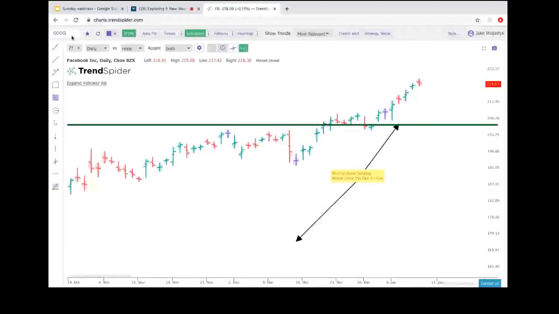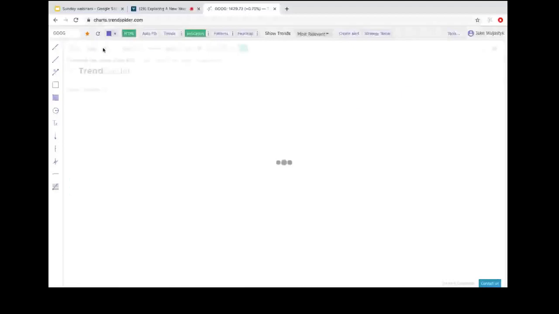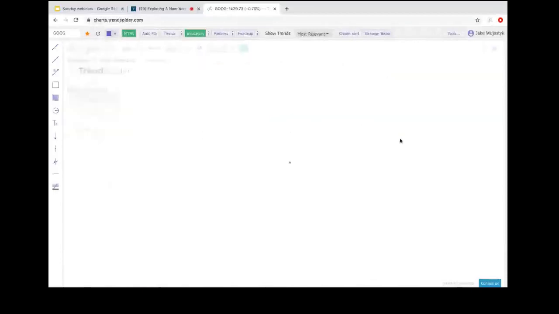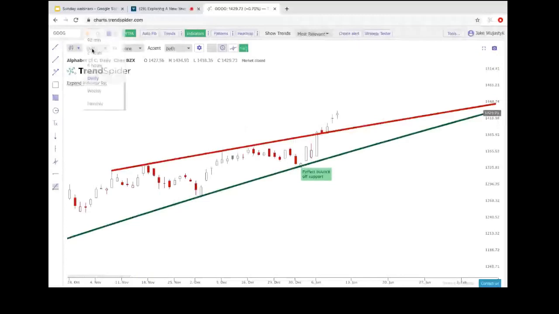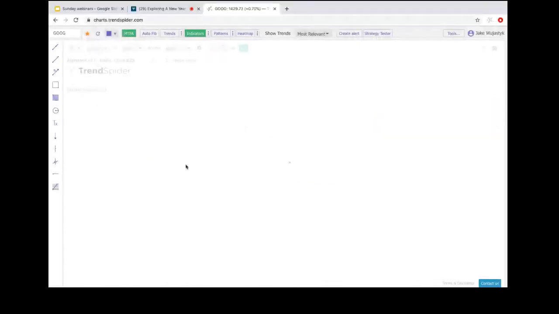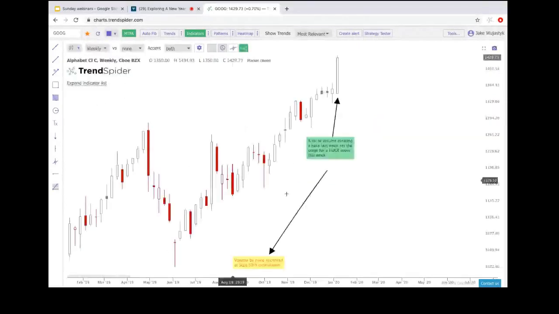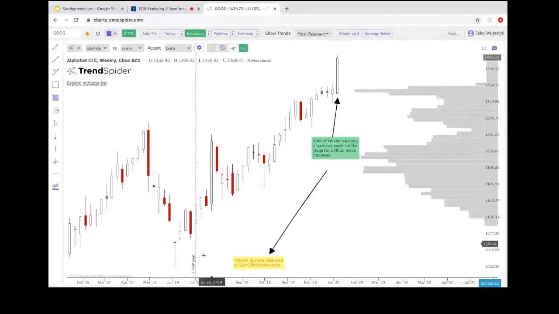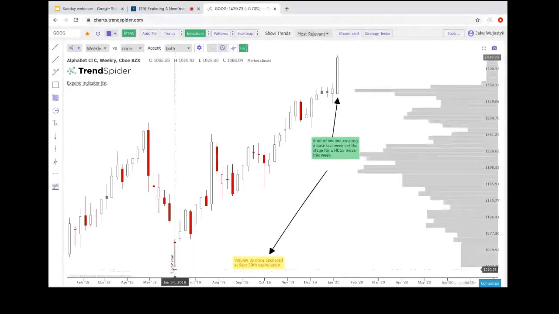Another thing that I wanted to show here is Google on the weekly. So we went over Google on the daily, but I do want to show you guys Google on the weekly to kind of show you the same type of phenomenon that happened. It's pretty much the same thing, but just seen on a different time frame.